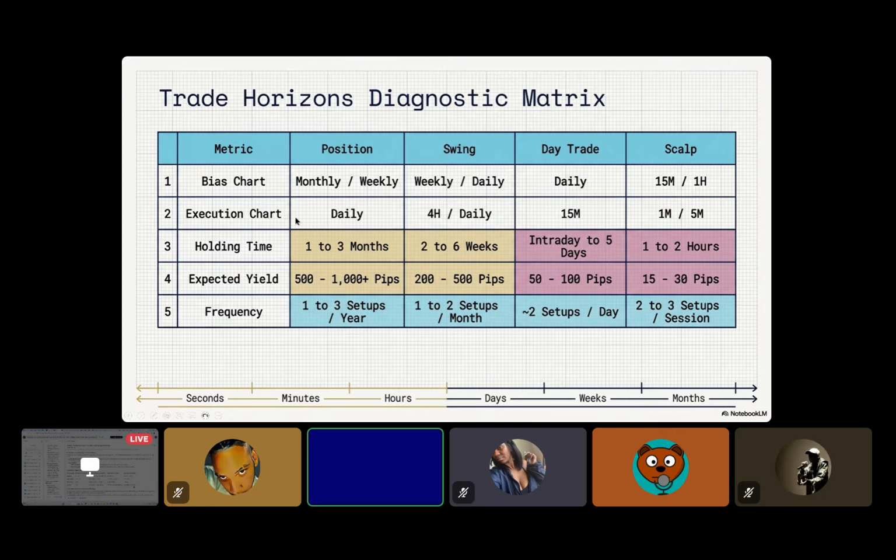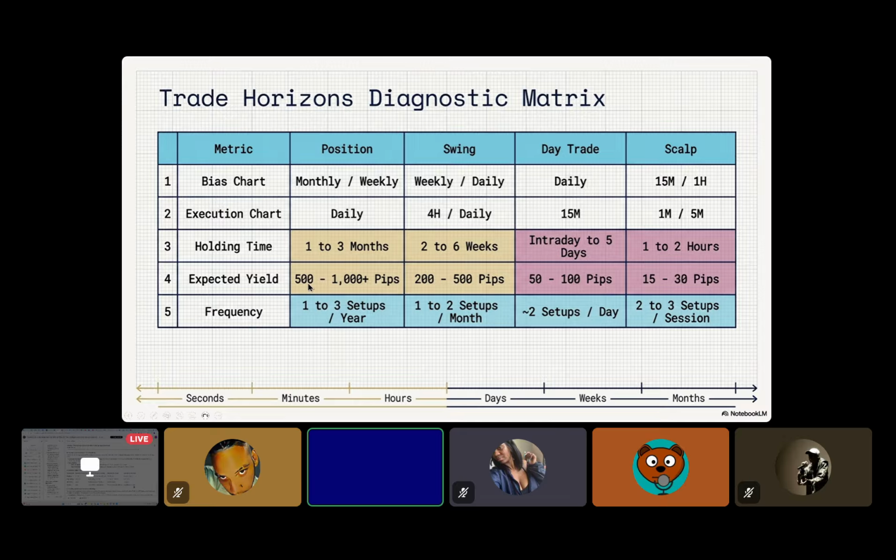Now for execution, when you're looking to get your trade set up, you're going to go down to the daily for the position, the 4 hour of the daily for the swing, the 15 for the day trade, which is where you guys see me at a lot. And then for scalping, it's the 1 to 5 minute. Holding time, once again, that we just talked about earlier, 1 to 3 months for the position, 2 to 6 weeks for swing, intraday, and scalping.